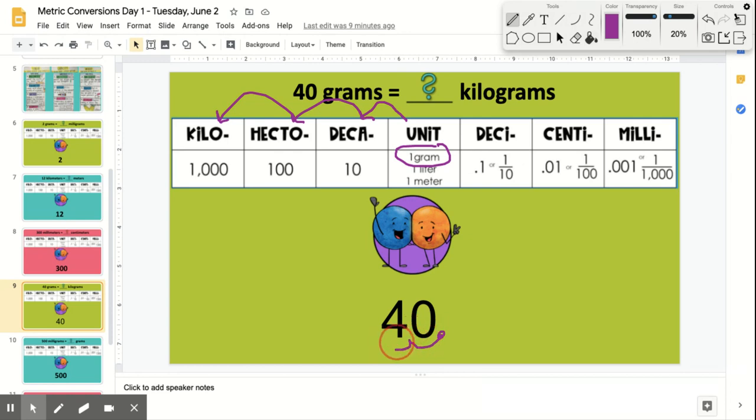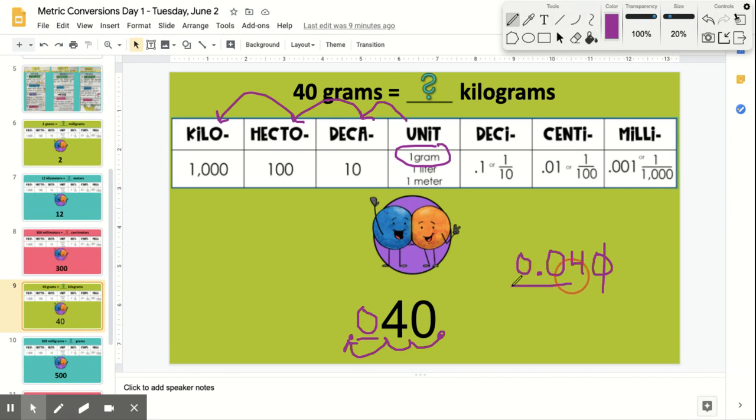So 1, 2, 3. So what you would have to do here is the decimal point's going to be here, but we need a number as a placeholder, so we're going to stick a 0 right there. Okay, so 40 grams is the same thing as 0.040. Okay, but we usually don't write decimals like that. So really what we do is we stick a 0 in front of the decimal point because it just looks better like that. And then if you want, you can take that 0 off at the end.